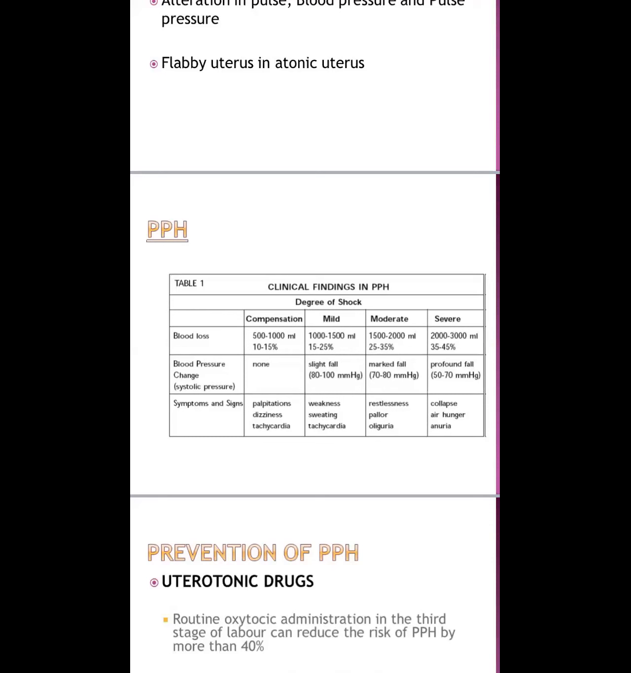Severe is 2000 to 3000 ml of blood loss, and the blood pressure falls profoundly, to 50 to 70 millimeters of mercury. The patient may be collapsed, with air hunger and anuria. Next slide.